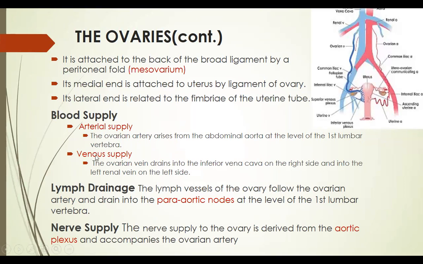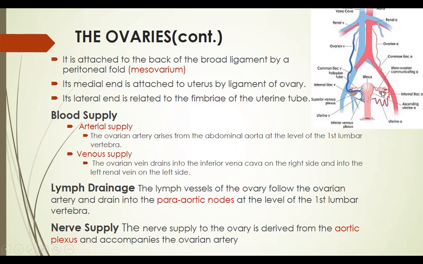Venous drainage is also very similar. The ovarian vein drains into the inferior vena cava on the right side and into the left renal vein on the left side. As you have seen in the case of the testis, the right ovarian vein drains into the inferior vena cava at an oblique angle, but the left ovarian vein drains into the renal vein and from there into the inferior vena cava.